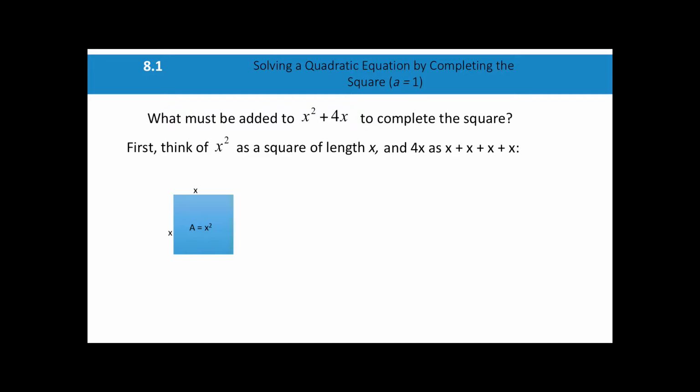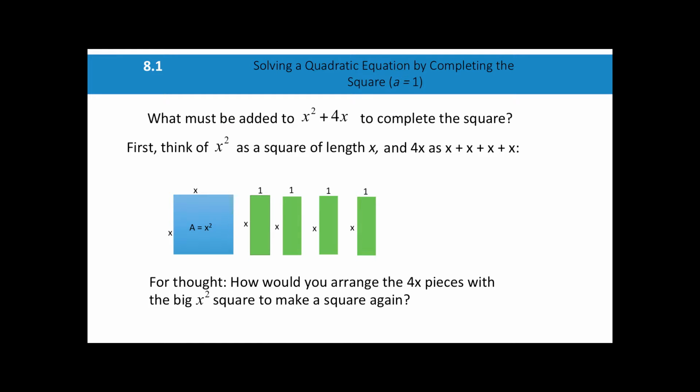And I want you to think of 4x as x plus x plus x plus x. So that means we're going to have 4 smaller rectangles, since they're not squares, of length x by 1. So I have 4 of those, which gives me our x squared as the big square, and 4x is made up by those individual x by 1 rectangles, 4 of them.